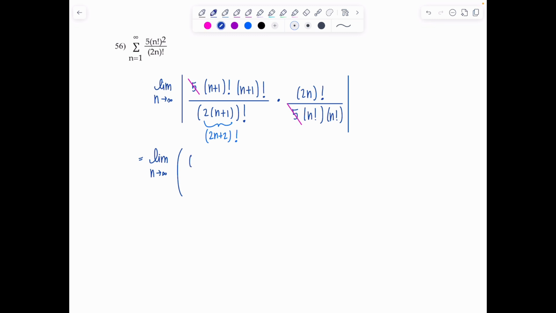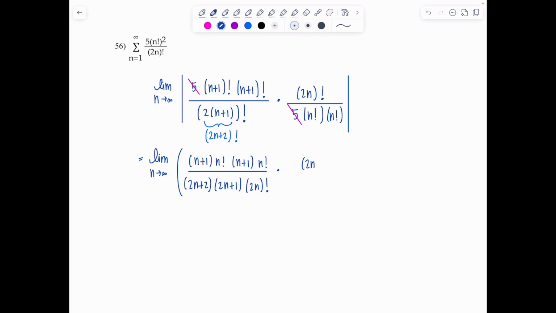Okay. So n plus 1 factorial, n plus 1 times n factorial. I got 2 of them. So you could put squared or write it out twice. And then 2n plus 2 factorial in the denominator, that's going to be 2n plus 2 times 2n plus 1 times 2n factorial. So everything here now is broken down, ready for canceling fun.